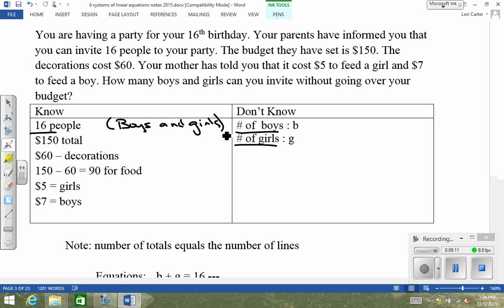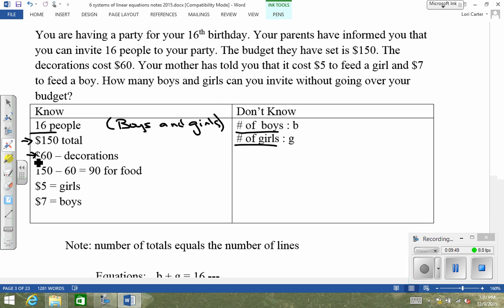Okay, Mom set aside $150 for you. Fair enough? Okay, you were foolish and went out and spent $60 on decorations. Nobody cares about your decorations at your party, people, but you did this. So, I have $150 total. I spent $60 on decorations, but it looks really cute. All right. Next, it says you have $5 to feed a girl and $7 to feed a boy. Do I need that? Yes. Well, this is $5 for a girl and $7 for a boy.